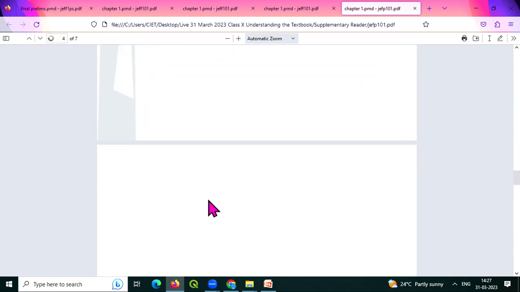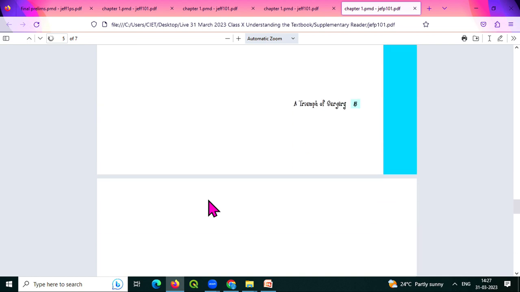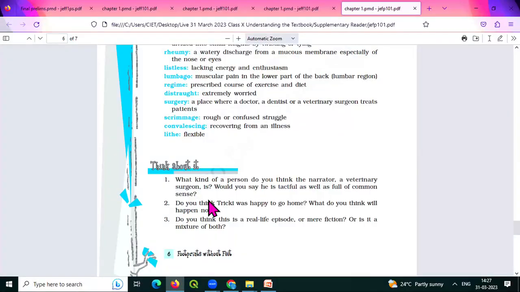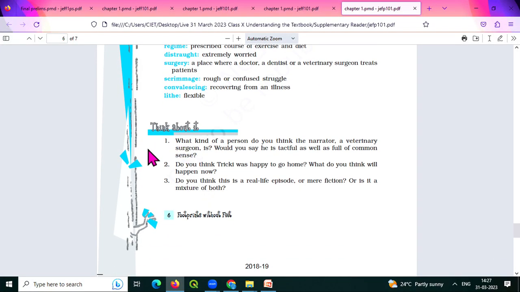Then towards the end we have think about it, talk about it. I want to show these learners that one. So think about the ideas. The basic difference between this, think about it, you can see it, learners, these questions are not informative questions, they are inferential, interpretative questions.